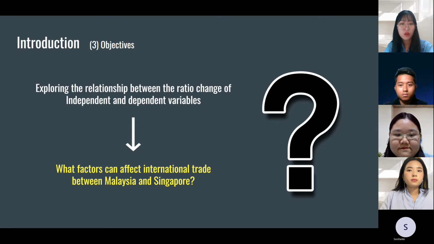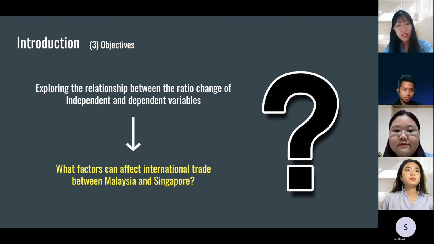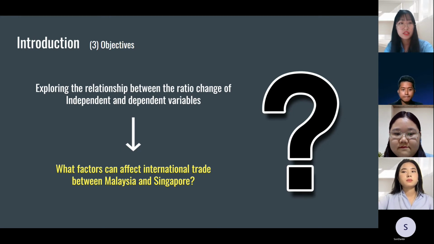Finally, I would like to talk about the purpose of our research. The purpose of our study is to explore the relationship between the change in the ratio of independent and dependent variables, and then to identify the determinants that affect international trade between the two countries.